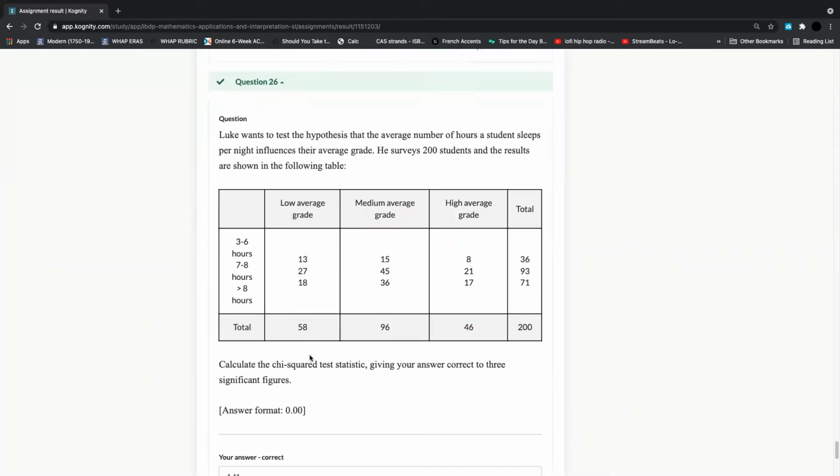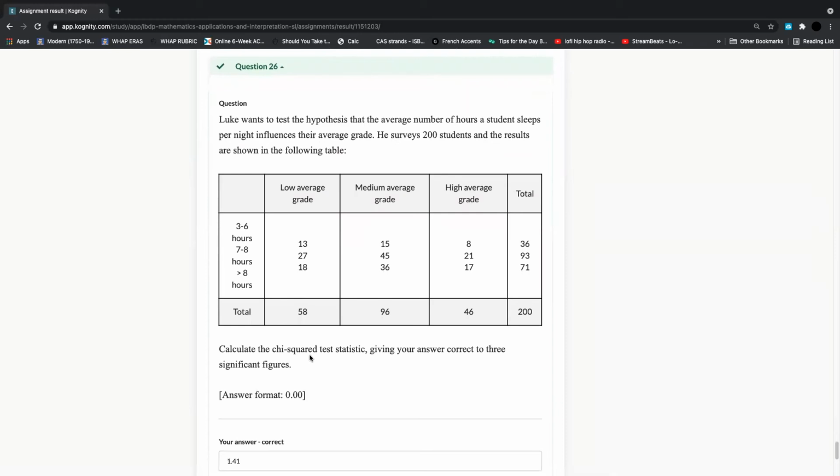26, okay. Luke wants to test the hypothesis that the average number of hours a student sleeps per night influences their average grade. 2 elements, hours of sleep per night and average grade, chi-square test of independence. He surveys 200 students and the results are shown in the following table. Calculate the chi-square test statistic, giving your answer correct to 3 significant figures.